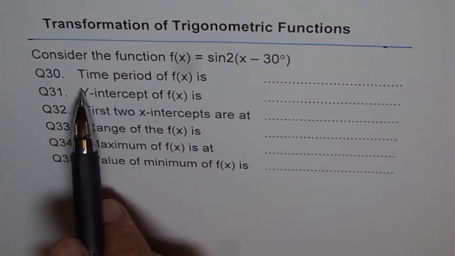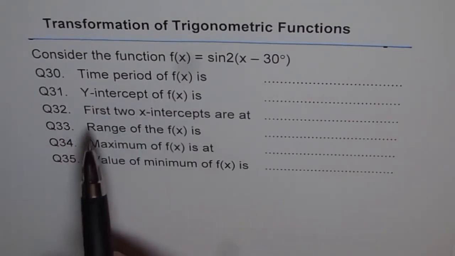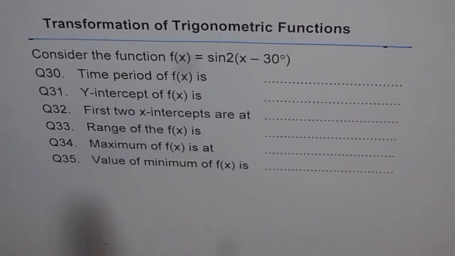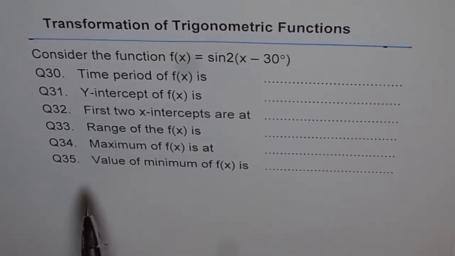Question 30 is to find the time period. Question 31 is to find the y-intercept. Question 32: the first two x-intercepts are at what locations? Question 33 is the range of the function. Question 34: the maximum of f of x is at what location? And 35, the value of the minimum of the function f of x is what? So answer these and then look into my suggestion.